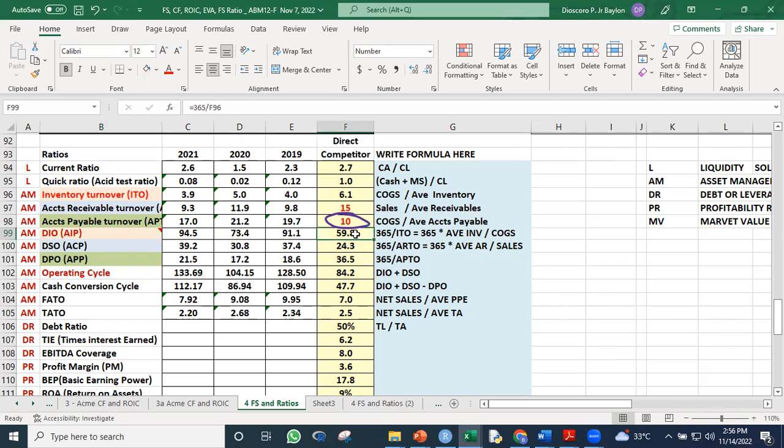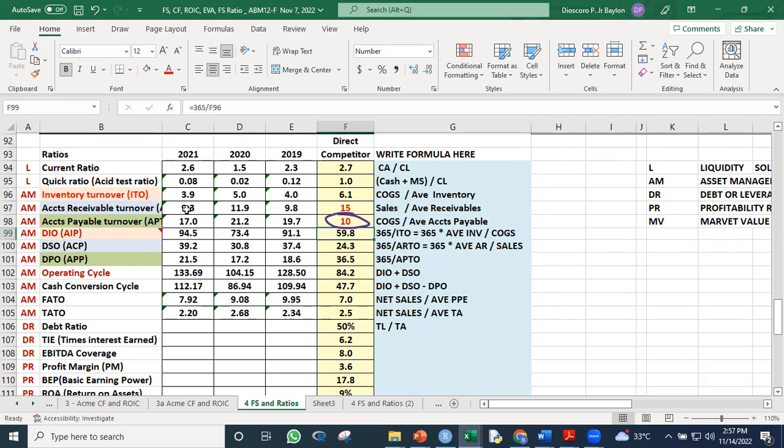And here we can see the disparity between the direct competitor, which takes 60 days, against our company, which takes 95 days. Malaking difference, no? More than 1 month. And we said that for DIO, of course, the lower the better. But for ITO, the higher the better. So it's an inverse relationship nila.